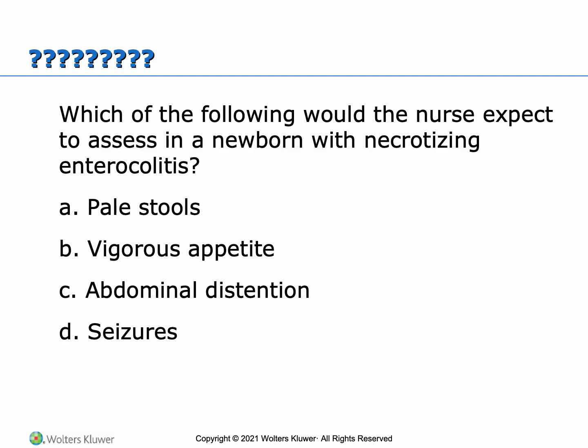Which of the following would the nurse expect to assess in a newborn with necrotizing enterocolitis? The answer is C, abdominal distension. So a newborn with necrotizing enterocolitis would exhibit abdominal distension and tenderness with bloody stools, bilious vomiting, feeding intolerance, lethargy, sepsis, apnea, and shock. And seizures are not associated with NEC.